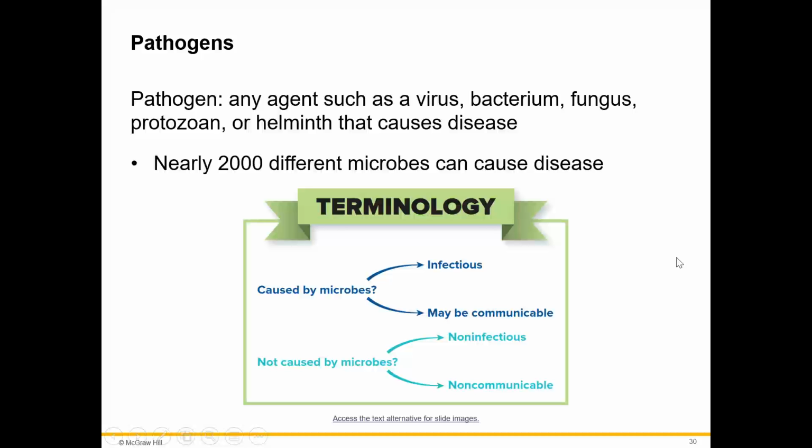In this section, I'm going to talk about the pathogens. So pathogens are any agent, such as a virus, bacterium, fungus, protozoan, or helminth, that causes disease. Nearly 2,000 different microbes can cause disease.